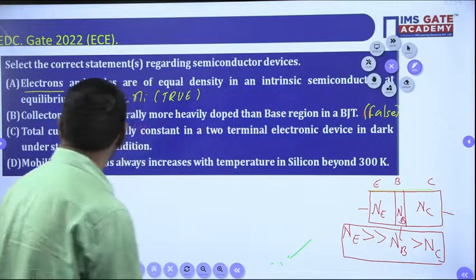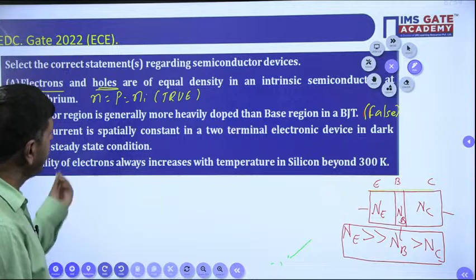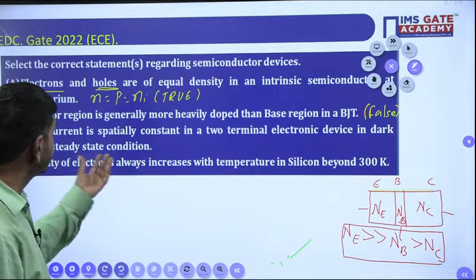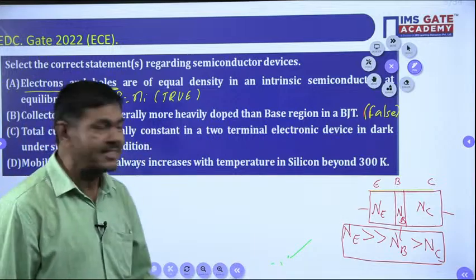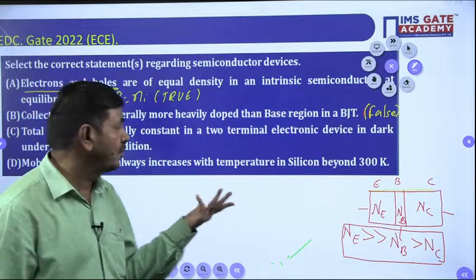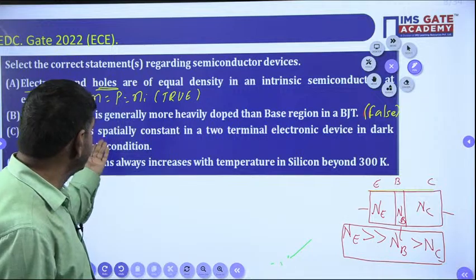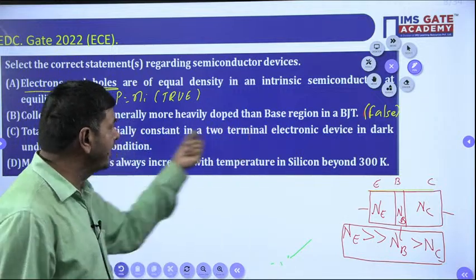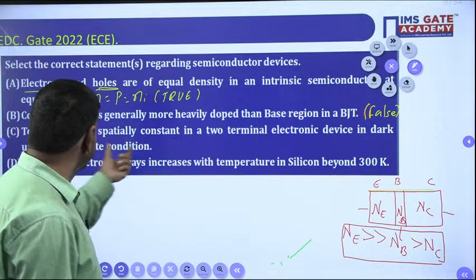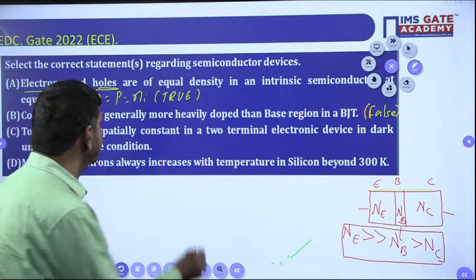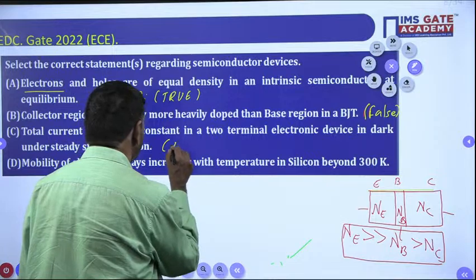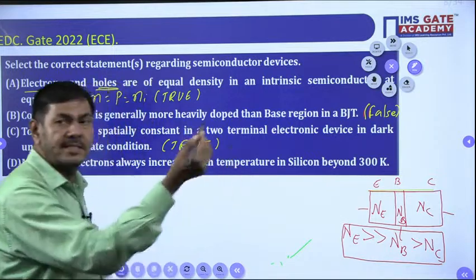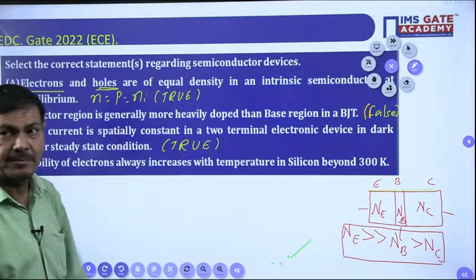And the third point: total current is spatially constant in a two-terminal electronic device in the dark under steady state condition. That's a true point. That statement, we can't do anything about it. Total current is spatially constant in a two-terminal electronic device in the dark under steady state condition, it is constant. 100% it is a true statement. No more explanation is needed for that statement. If you still want to go into it, it takes time. Anyhow, that's a true statement.